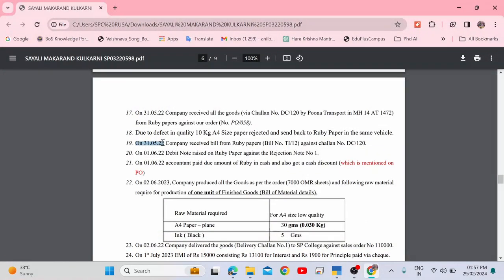And then after this, on 31st 5, the company received a bill from Ruby Paper, the invoice, bill number TI 12, again challan number DC 120. The bill is against DC 120. You have got the bill from Ruby, and Ruby sold goods to you, that means you have purchased from Ruby. Which bill will you get, the purchase bill, and on which date will you get it, 31st 5, with the vehicle or with some courier, correct.